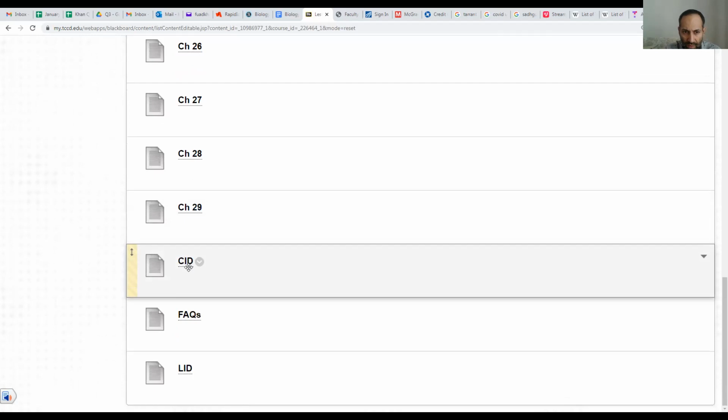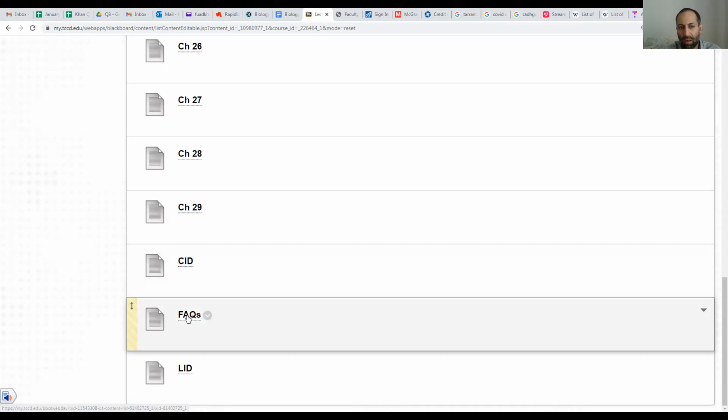And towards the end, you have these three documents, the CID, that stands for Course Information Document. Okay. That's all general information as regards our course for this semester. Frequently asked questions, that's a document that addresses some of the most commonly asked queries that come my way from the students. So I just went ahead and made a compilation of all of that. And then LID, which stands for Lab Information Document. Okay, so that talks about the lab portion of our course here.